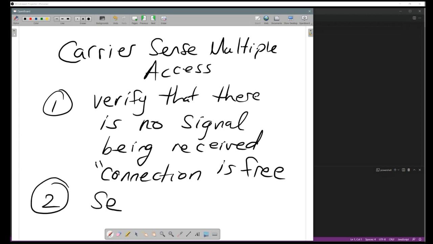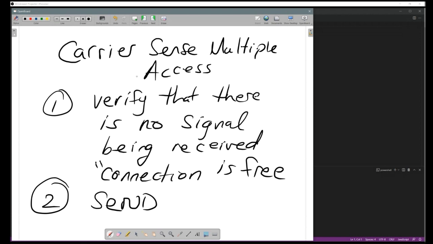Step 2, send. Again, very simple. It's similar to what dial-up was. Not really. Dial-up was just very slow cable. It was still bidirectional.